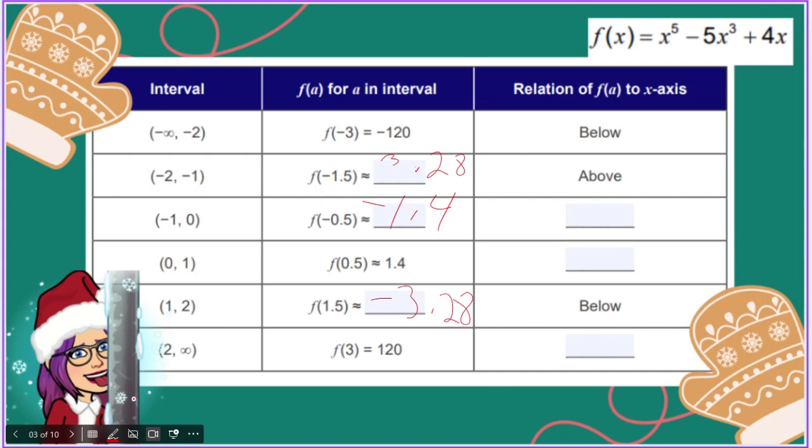Now when we look over here where it says above, below, it's related to the interval. So a negative answer gave us a below. Positive gave us an above. So this negative is going to be a below. I'll just put a B for below. And the positive is going to be above. So I'll just put an A for above. The next one is a negative, so it is below. And the last one is positive, which means it's going to be above.